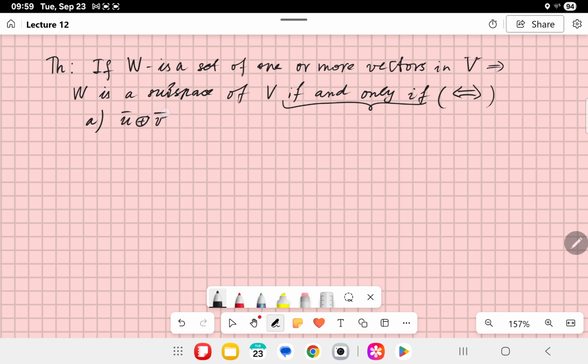A: First, we're supposed to say that if U and V belong to W, then U plus V belongs to W. So if two vectors belong to this set W, then the sum is going to belong. Closure under addition. And B: if U belongs to W, then KU, I'm going to use this scalar multiplication, also belongs to W.